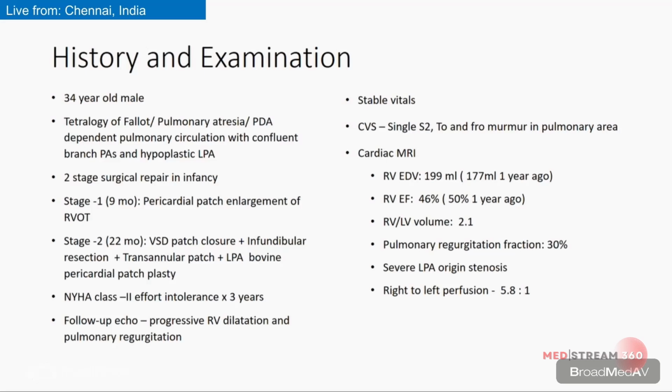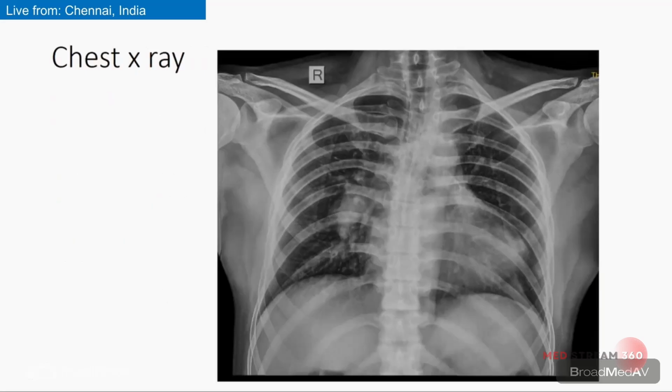There was significant elevation in right ventricular end-diastolic volume, which was 199 ml. It's almost a 22 ml increase in the last 1 year, and the RVEF was reduced to 46%, which was 50% 1 year ago. The right ventricle to left ventricle volume ratio was 2:1, and there was a pulmonary regurgitant fraction of 30%. There was severe LPA origin narrowing with right to left perfusion of almost 6:1.